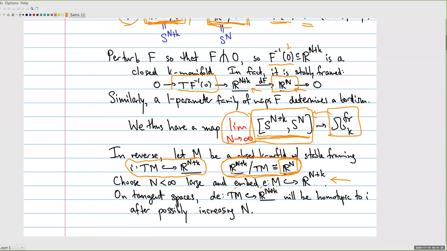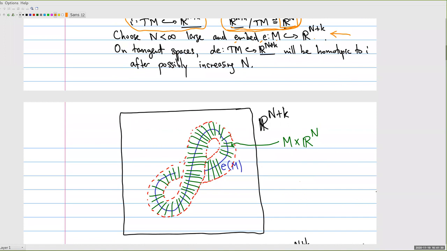So let me draw the picture of what we've obtained. We took our arbitrary manifold and embedded it into R^(n+k). It has this image E(M), and a tubular neighborhood of that embedding is identified with M cross R^n, because we've trivialized the normal bundle. So then there's just an obvious projection map to R^n defined on this tubular neighborhood. And anything which is away from the tubular neighborhood, I'm just going to map to infinity.